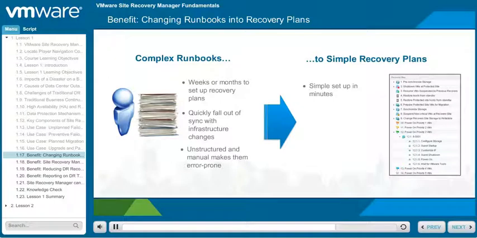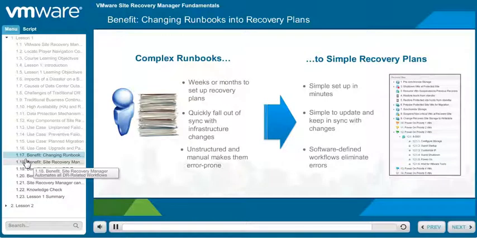With Site Recovery Manager, it is the same virtual machine after replication, so the latest patches, service packs, and so on are always applied. The workflow necessary for failover is all defined as part of the recovery plan and automated, thereby eliminating the potential for human error in the recovery process.